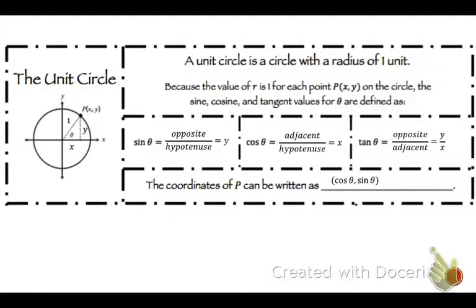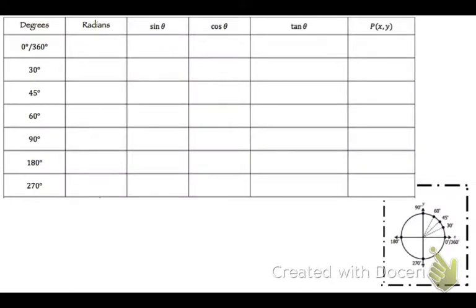Okay, and the coordinates can be written as cosine of theta, sine of theta, because it's x, y. That's the same thing as x, y. Cosine of theta, sine of theta. Okay, let's get into this.